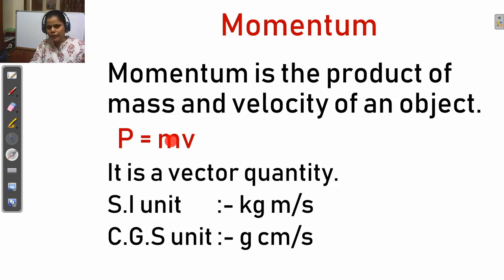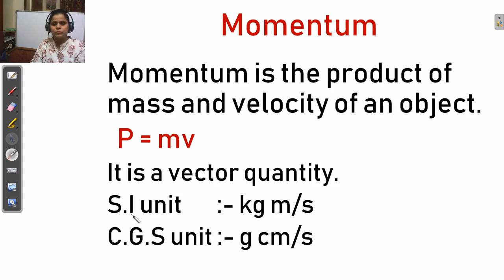Mass is measured in kilogram or gram, but in SI units m is measured in kilogram, and v is velocity, equal to displacement upon time. Displacement is measured in meter, and time is measured in second. So the SI unit of momentum is kilogram meter per second, because the unit of mass is kilogram and the unit of velocity is meter per second.